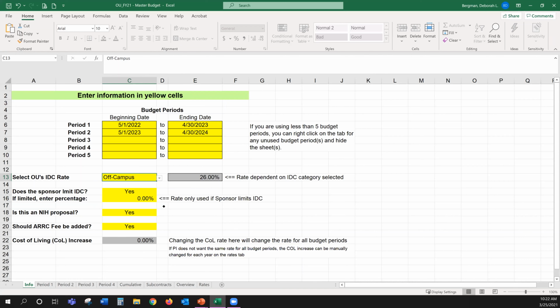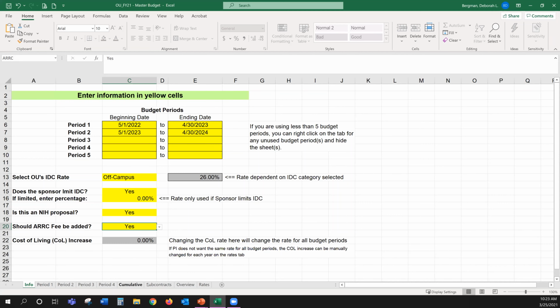Also, what are the ARC fees? If you're using the Advanced Radar Research Center, then you would pay ARC fees. There's a fee that is included for using their facilities. It is 3% of direct costs.